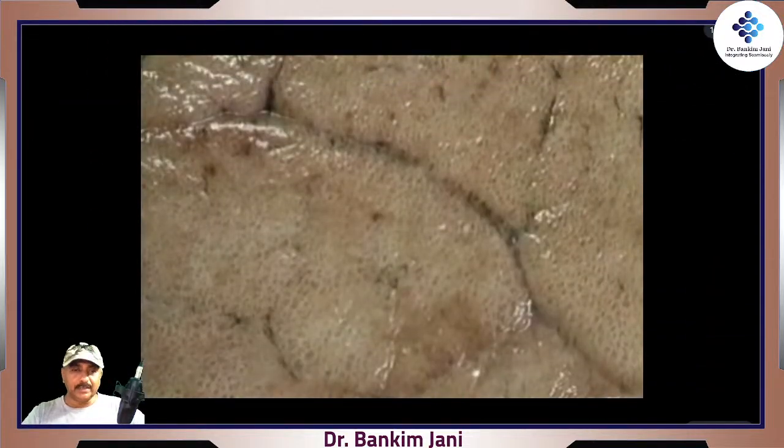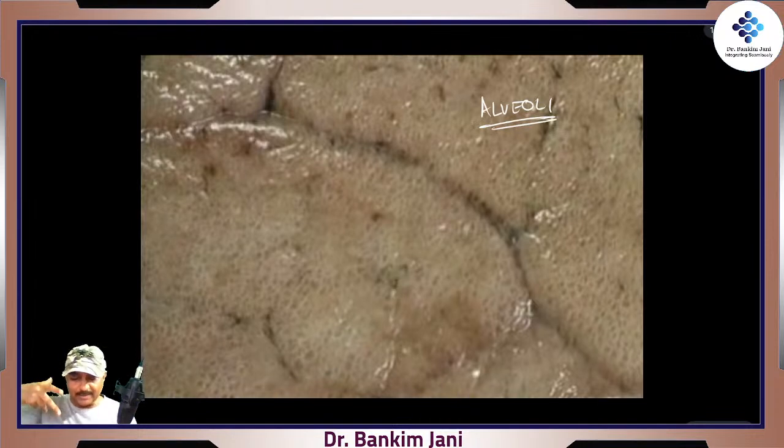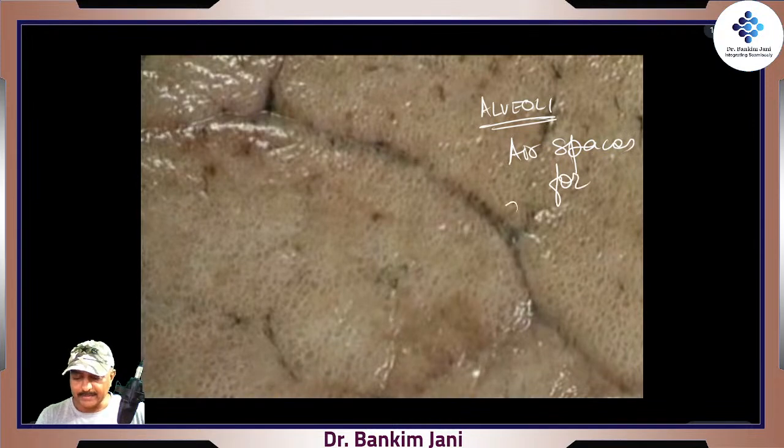See, this is how they really look, the alveoli. This is a very zoomed view, but you can see all those small spaces. They all are alveoli. When we injected that, it keeps on popping up, right? So this is a close look of alveoli. These are all air spaces, nothing but air spaces for gaseous exchange, the gas exchange.